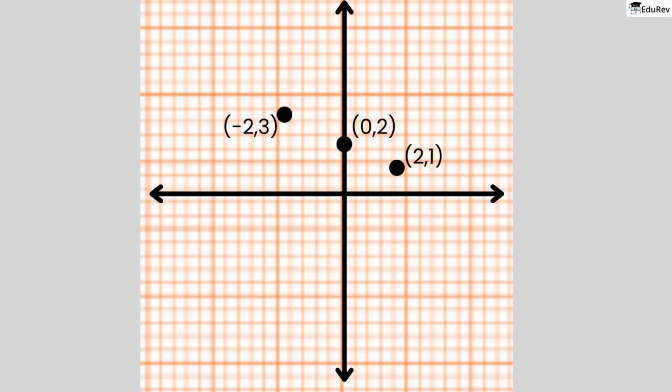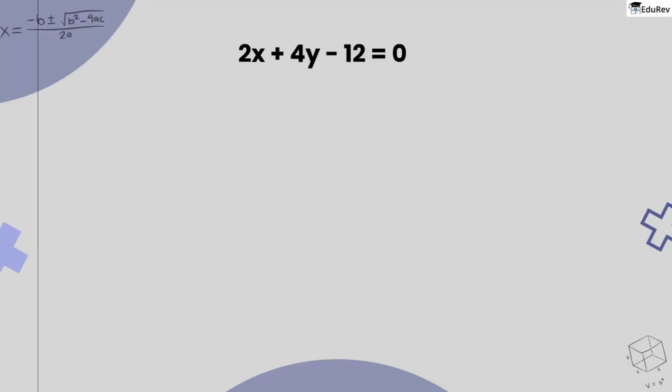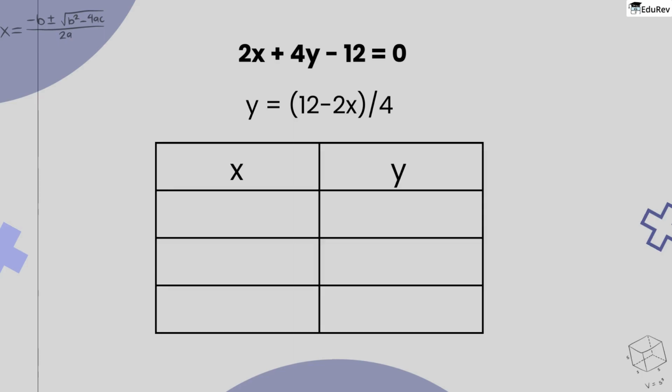We mark these points on the graph and join them. We see that a straight line is formed. Now, we shall solve the second equation. We rewrite 2x plus 4y minus 12 equals 0 as y equals (12 minus 2x) by 4. We take values of x as 0, 2 and 4 and we get y as 3, 2 and 1 respectively.